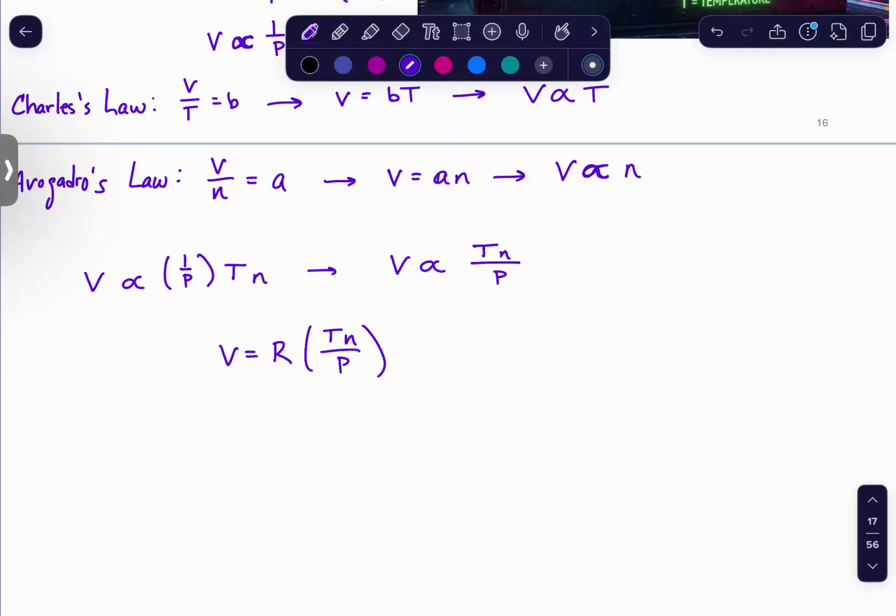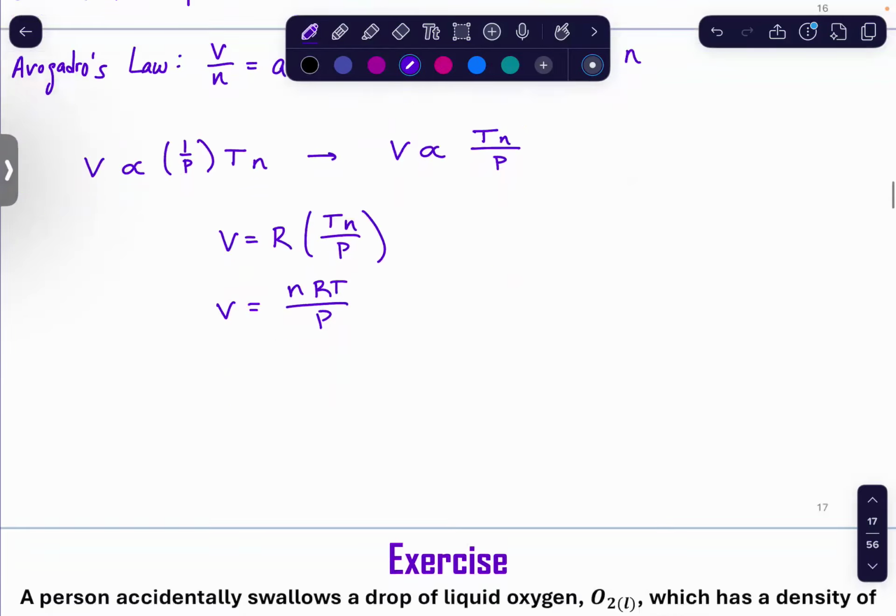And we can rearrange this into V equals nRT over P. And then we end up with PV equals nRT. This is a short derivation. Here in a little bit, we'll look at the kinetic theory of gases, and we'll do a longer derivation. So we can actually get to the ideal gas law from first principles.